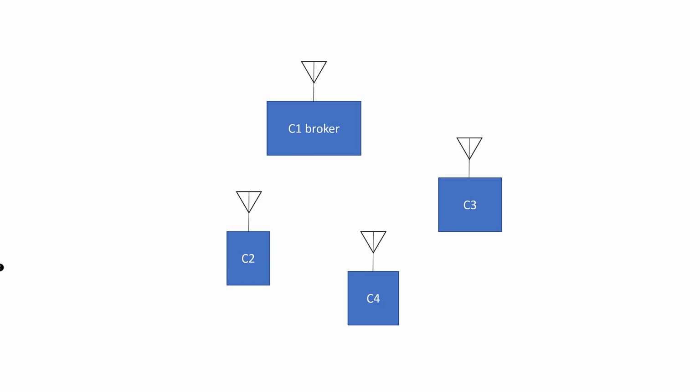MQTT is a publish-subscribe service for distributed systems. A broker manages the communication of messages between the various devices in the distributed system. A device can subscribe to a given topic. Then, when a device sends a message on that topic, it goes to the broker and then on to any and all devices that subscribe to that topic.